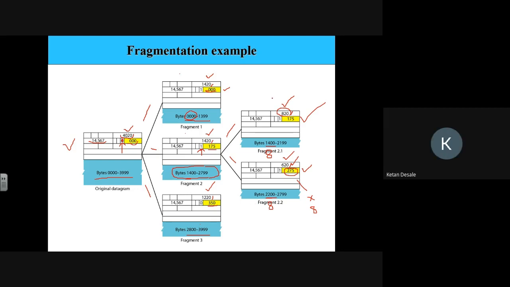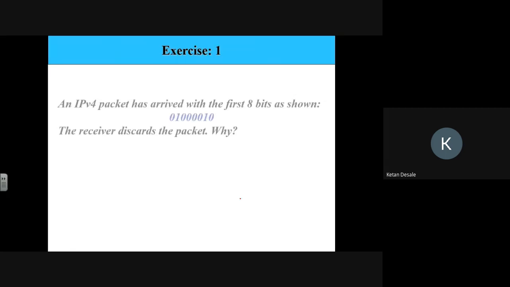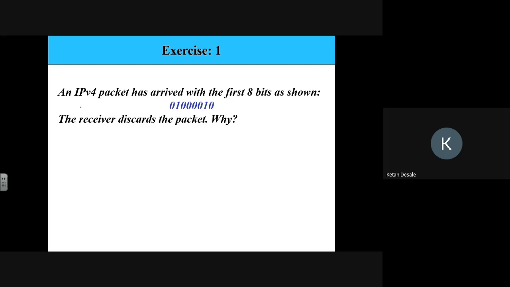So on this, I'm just taking one small exercise. You need to give the answers if the concepts are clear, and later on we can see it in the Wireshark tool. Now let us see one example. An IP version 4 packet has arrived with the first 8 bits shown like this. The receiver will discard this packet. You need to tell why.